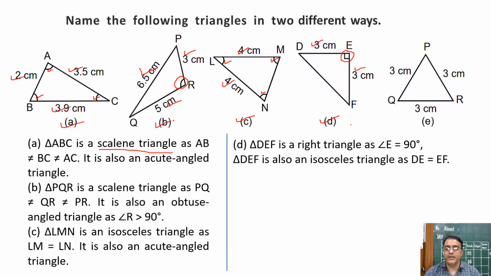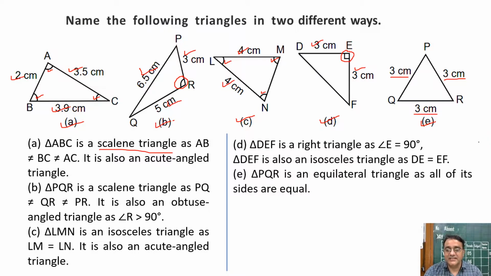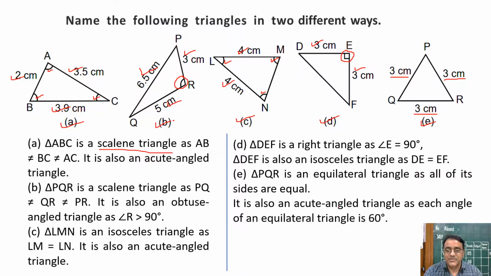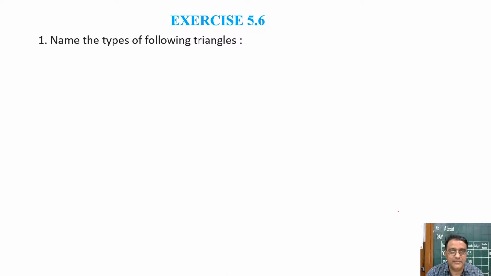Okay. So triangle DEF is a right angle triangle and DEF is also an isosceles triangle as two sides are equal. And the last one, see all three sides are equal. So equilateral triangle based on sides. And in equilateral triangle, each angle is equals to 60 degree. That is a property of equilateral triangle. So it is also an acute angle triangle. Right? This is an example. Now we are going to start the exercise questions. Exercise 5.6. Okay, now we are going to start first question.